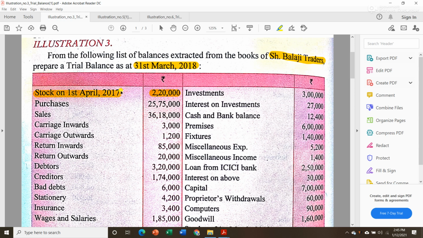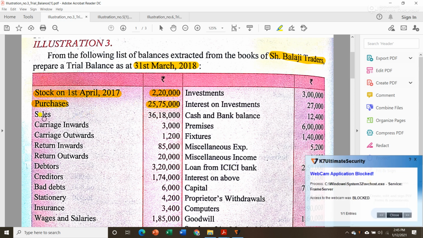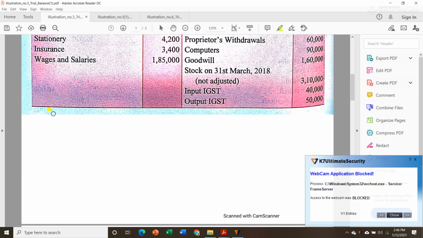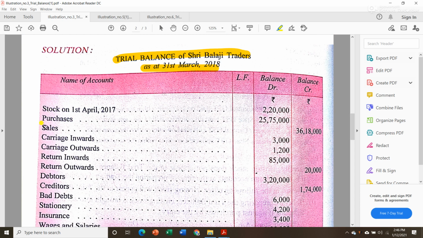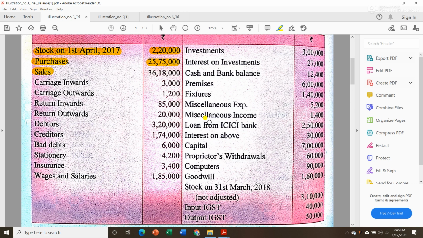Okay, now the next item we have is purchases. Purchases also show a debit balance, so it will be on the debit side. Then sales account. Sales is the opposite of purchases, so the sales account will be recorded on the credit side. Okay, 36,18,000. Then next we have carriage inwards and carriage outwards.